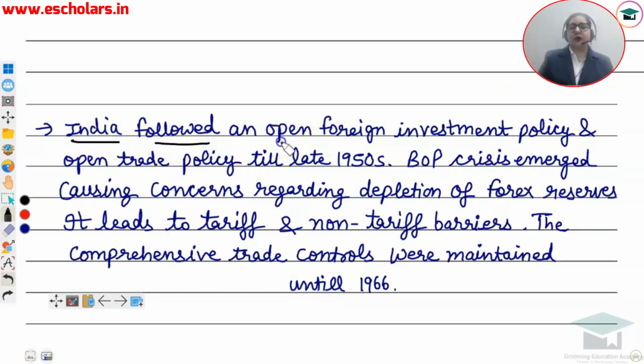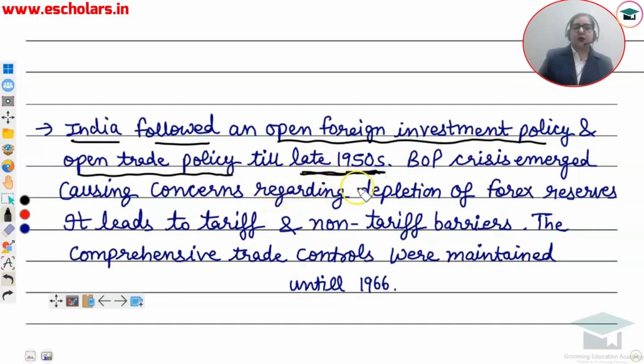India followed an open foreign investment policy and open trade policy till late 1950s. Now, what is open foreign investment policy and open trade policy? These are basically policies which do not include any barriers regarding trade or any barriers regarding foreign investment. So India was following an open foreign investment policy as well as open trade policy till late 1950s.